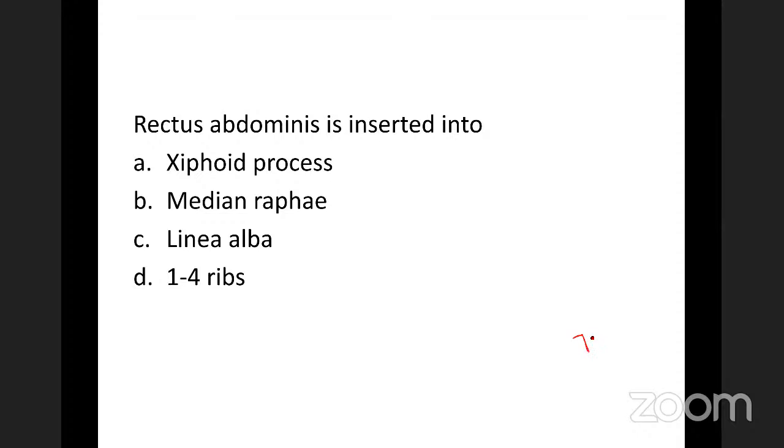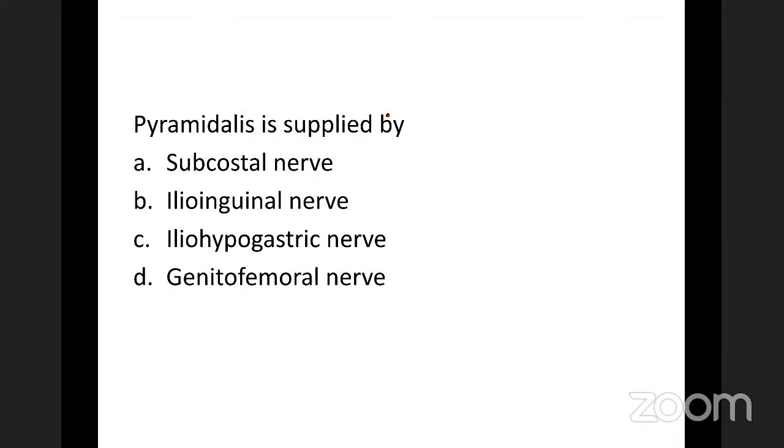Pubic symphysis was the medial head. Pubic crest and pubic tubercle was the lateral head. It arose from that and it inserted into the xiphoid process. It also inserted to the 5th, 6th and 7th costal cartilage. So the answer here is xiphoid process.